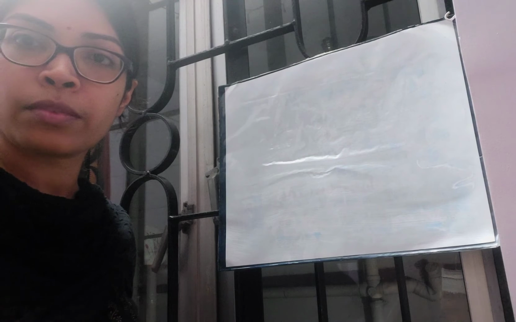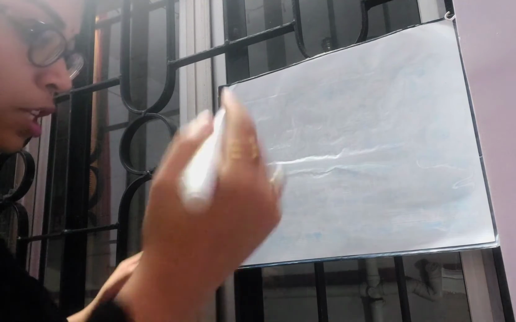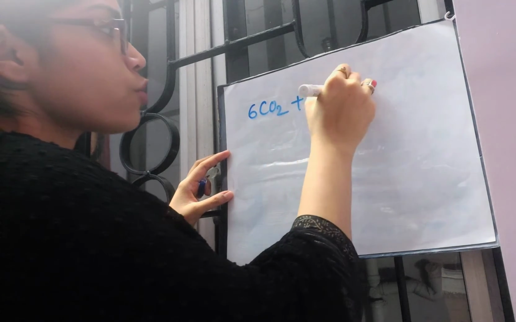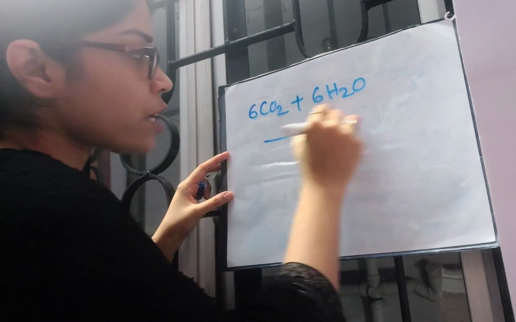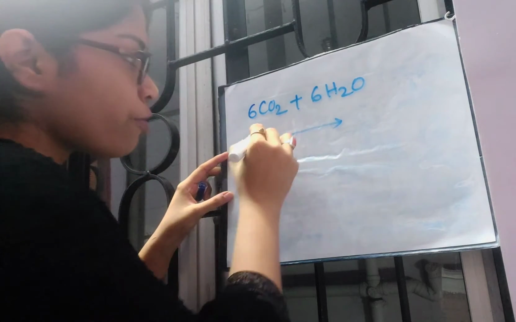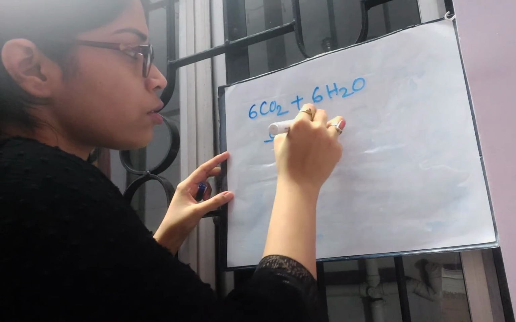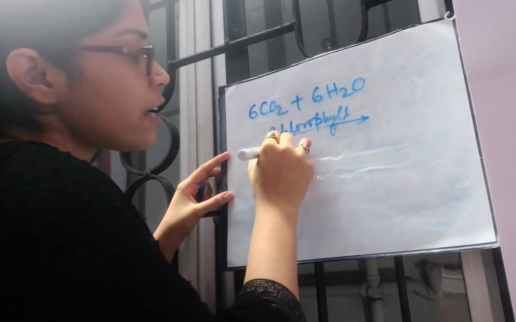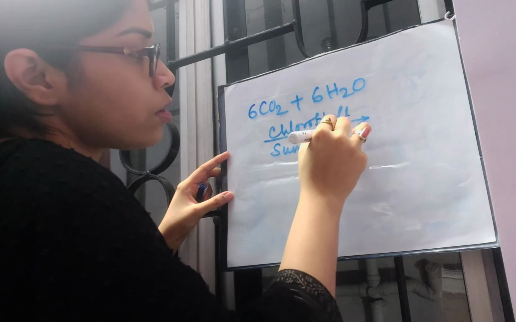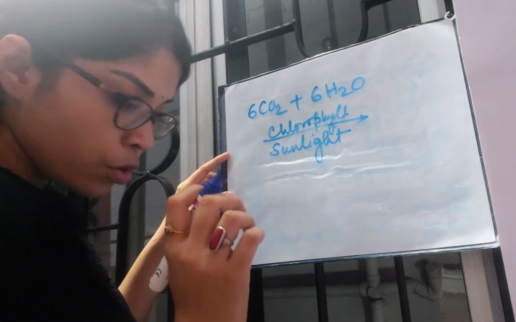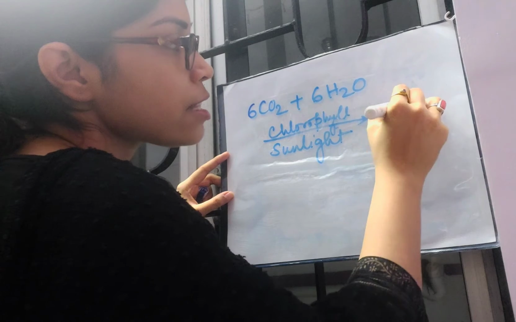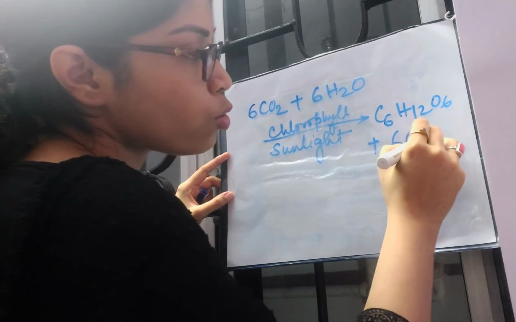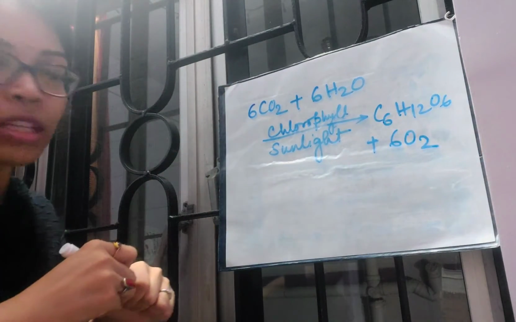The chemical equation of photosynthesis is 6CO2 plus 6H2O. After that put an arrow and write chlorophyll above that arrow, and sunlight below that arrow, and after the arrow you will write C6H12O6 plus 6O2. So this is the equation of photosynthesis.